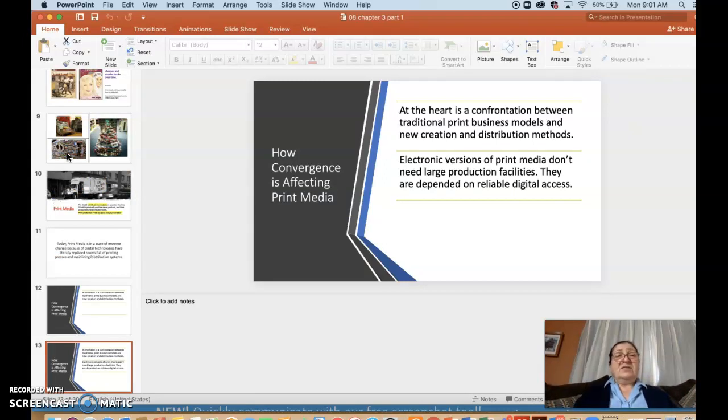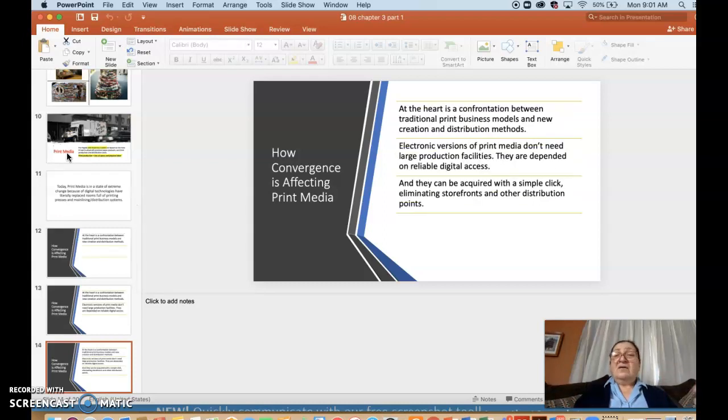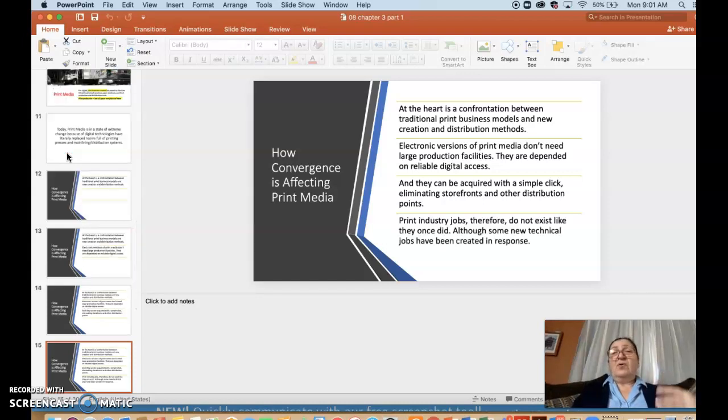Electronic versions of the same content don't need large production facilities. They depend on reliable digital access only by the audience and by the creator. So you can download, you can read, you can access, you can stream with one simple click if you have access, if you have internet. And that eliminates the need to go to a store and to a distribution point. Sometimes it eliminates the cost.